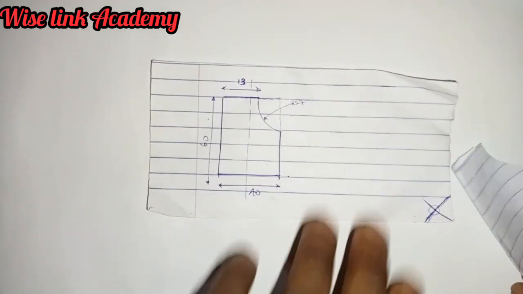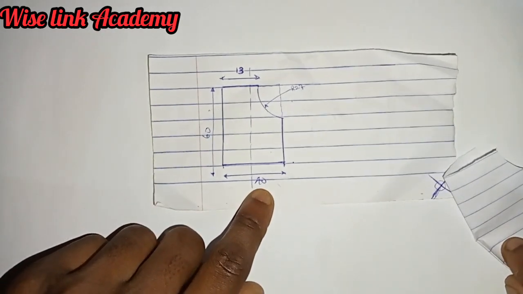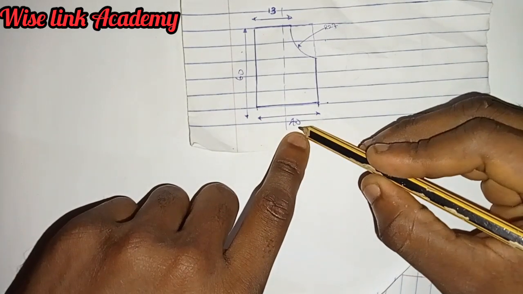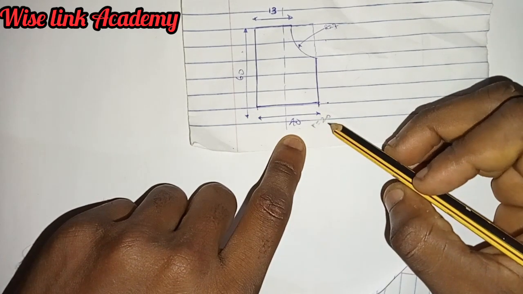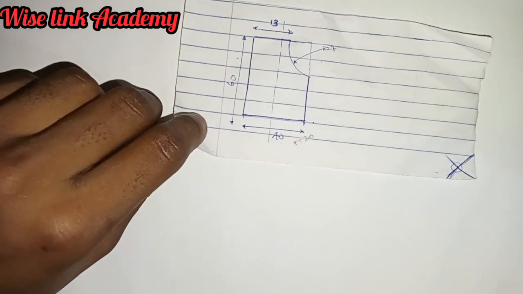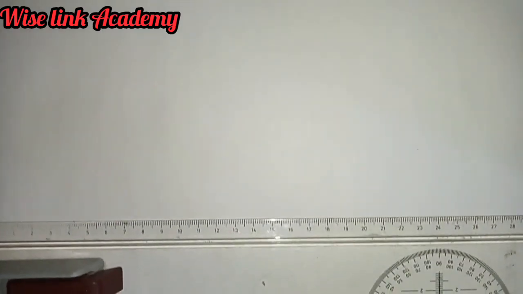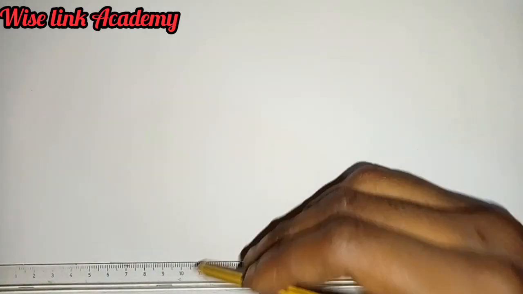Now let's proceed. The first thing to do is to draw our circle of diameter 40. Half of it is 20. We're going to measure 20 on our compass and draw a circle of diameter 40. So you draw a horizontal line. This is my horizontal line.